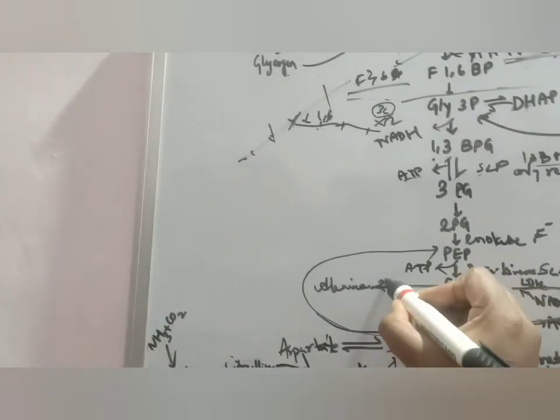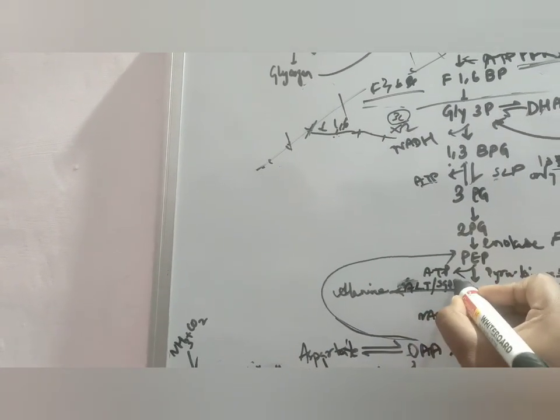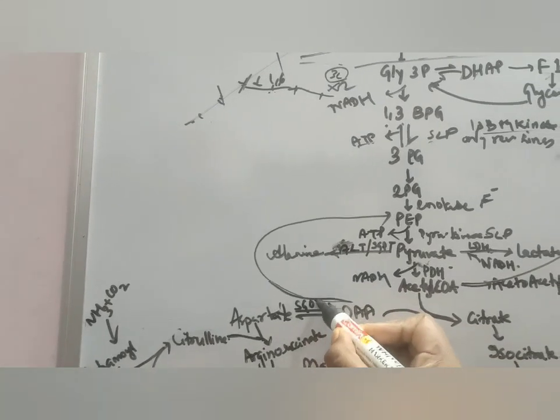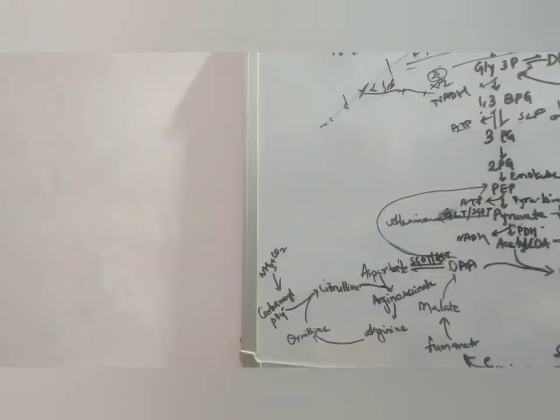So this is ALT or SGPT, not SGOT. SGOT is different. SGOT is what? SGOT is this one, from oxaloacetate to aspartate. This is SGOT or AST. Anyway, the point is that pyruvate has these many fates.